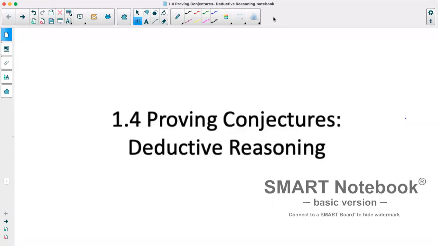Hi, today we're looking at proving conjectures using deductive reasoning. So we'll go through some definitions as well as do some practice.